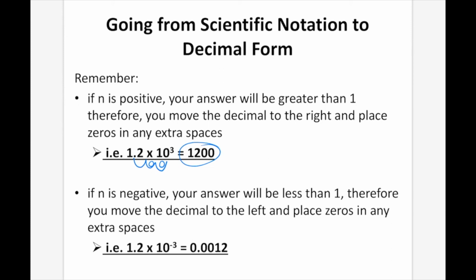If our N is negative, our answer is going to be less than 1. Therefore, you move the decimal to the left and place zeros in any empty spots. 1.2 times 10 to the negative 3, we're going to go 1, 2, 3. We're going to put zeros in there, and we're going to be left with 0.0012.